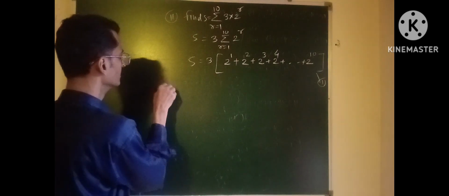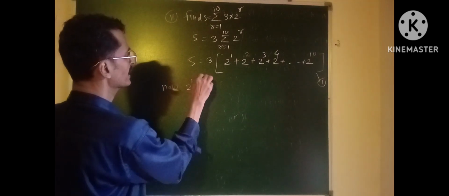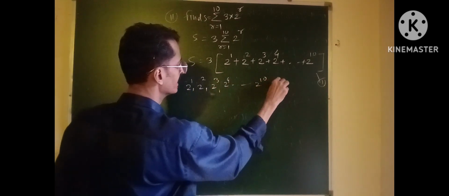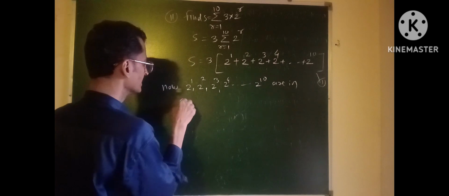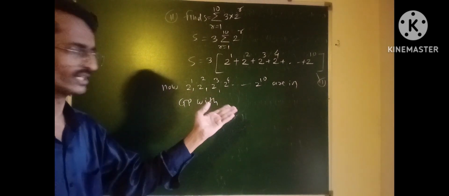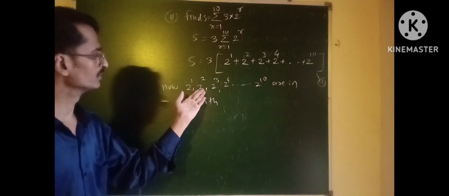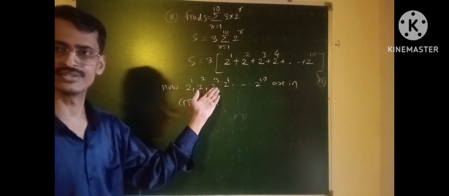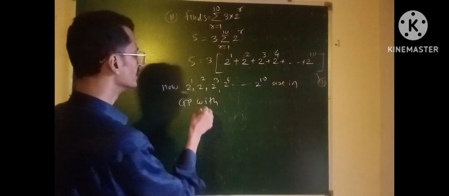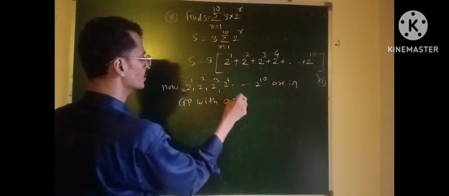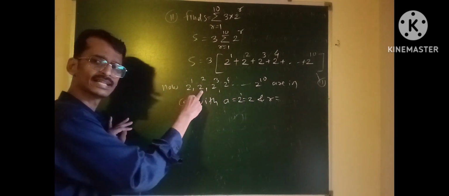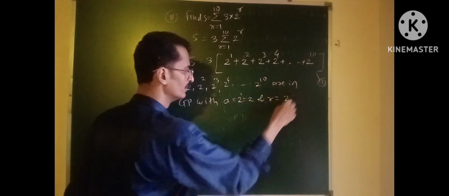Now 2 raised to 1, 2 raised to 2, 2 raised to 3, 2 raised to 4 up to 2 raised to 10 are in GP. Check this, the ratio is constant. Clearly this is constant. Multiply by 2, you will get this. Multiply by 2 again, you will get this. Or divide this upon this, you will get 2. So the first term is 2 raised to 1, that is 2, and the common ratio, the second term divided by the first term, is 2.